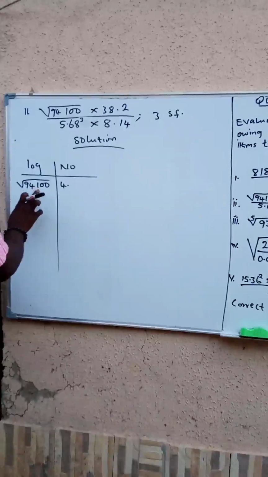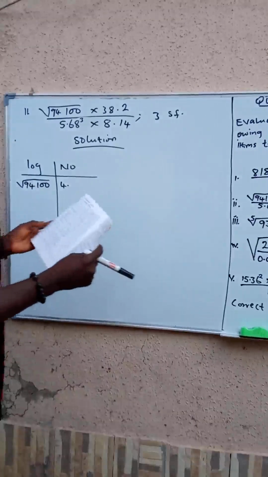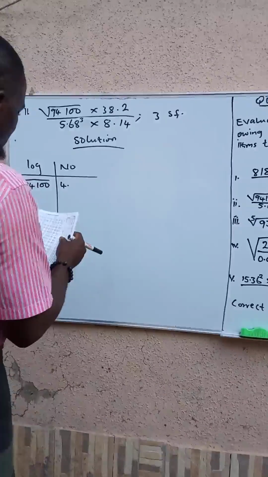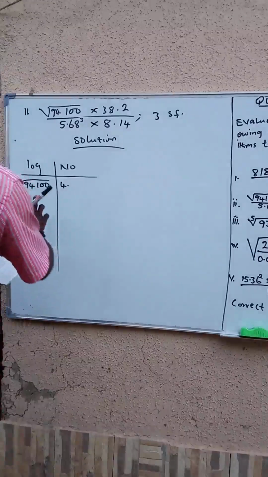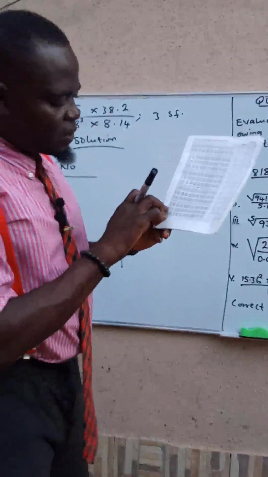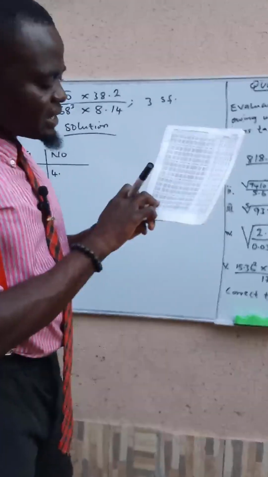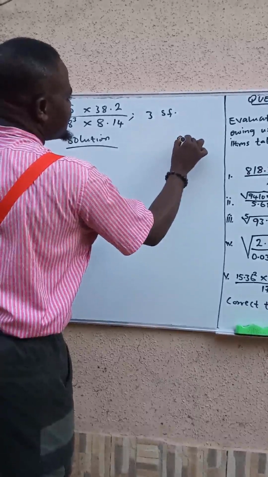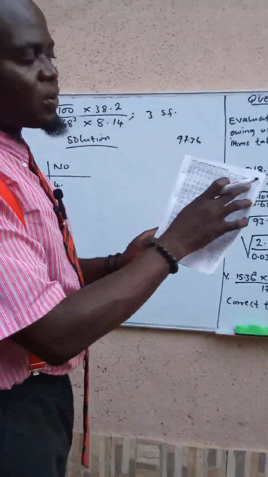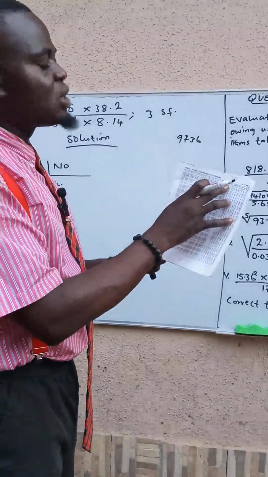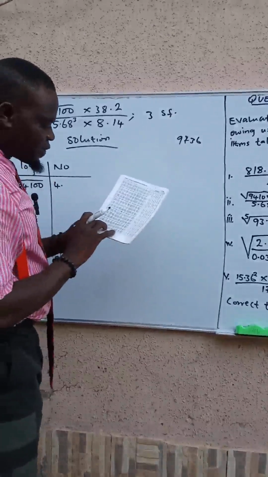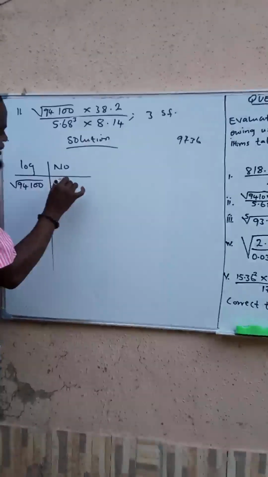But this one, I have 1 after 2 numbers. It doesn't start from 1. It started from 10. So I have to check 94 under 1. This 94 under 1 is 9736. You write it somewhere, 9736. Now the difference is 0. We don't have difference 0. The difference starts from 1. So since there's no difference 0, I'll bring the 9736. That's 94 under 1, 9736.